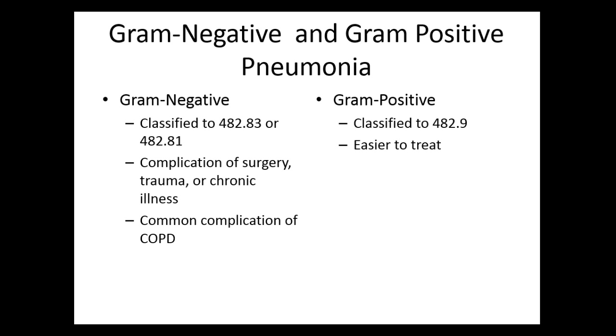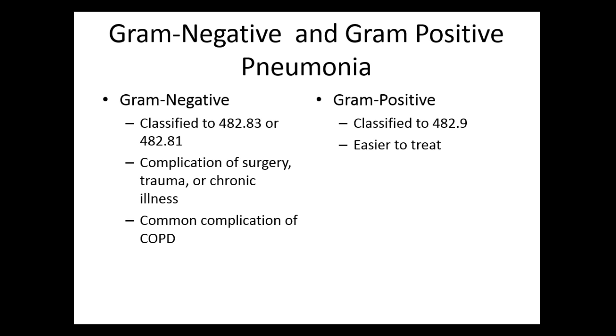Gram-negative pneumonia is classified as 482.83, pneumonia due to other gram-negative bacteria, or to 482.81 when it is specified as anaerobic. When the organism has been identified, the index may provide a more specific code.